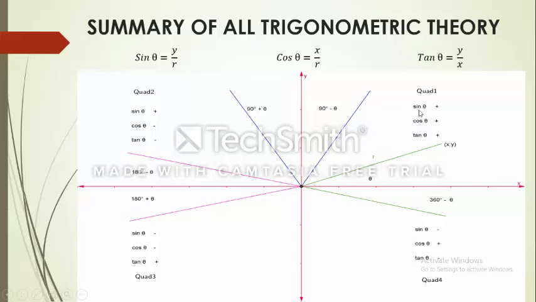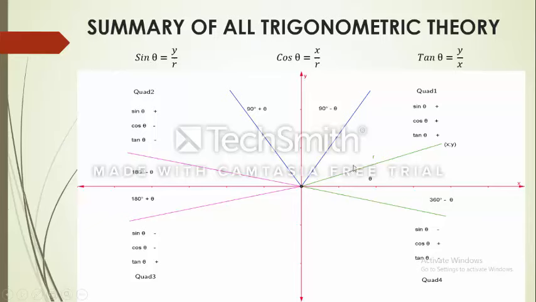In quadrant 1, your sine is positive, your cos is positive, and your tan is positive. You will notice that all three, sine, cos, and tan, they are positive. In quadrant 2, sine is positive, cos is negative, and tan is negative. In quadrant 3, sine is negative, cos is negative, tan is positive. In quadrant 4, sine is negative, cos is positive, and tan is negative.